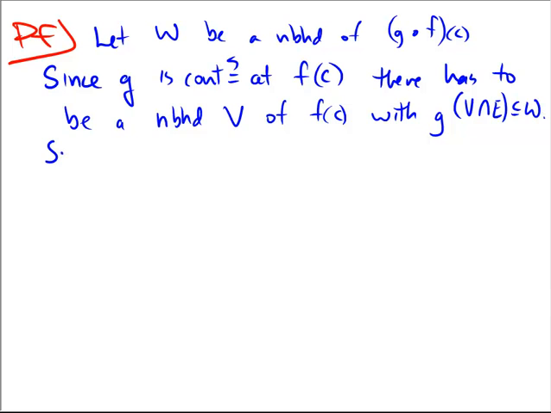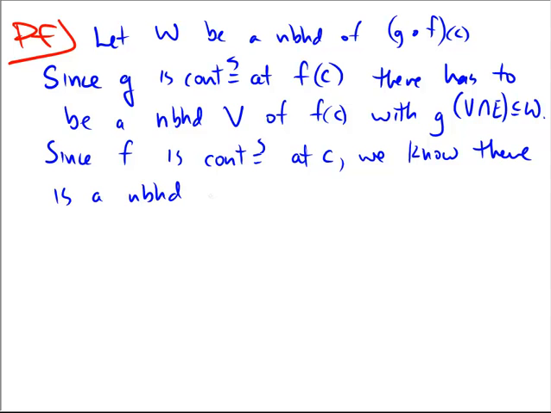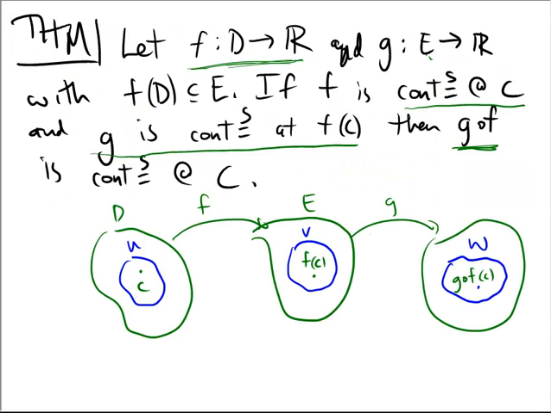Okay, but then the next step, we also knew that f was continuous. And where was f continuous? f was continuous at c. Since f is continuous at c, we know there is a neighborhood U of c with f of U intersected with the domain being a subset of V. So just like in the picture now, we have this U that gets sent really close to f of c, in fact inside of this V neighborhood, and then because of g's continuity we know that everything in V is sent really close to g of f of c.